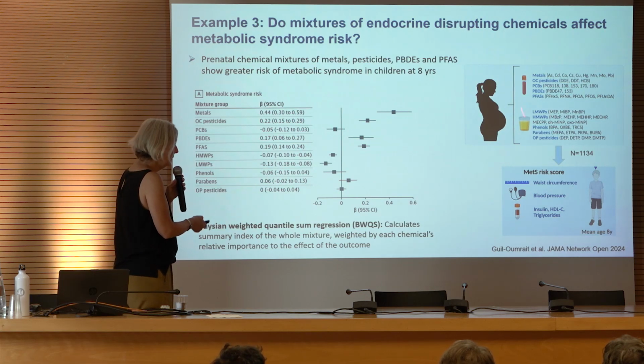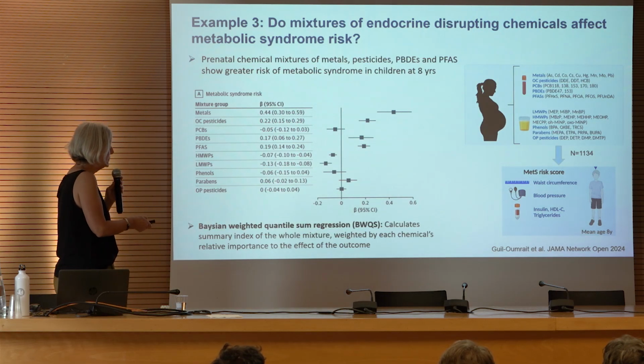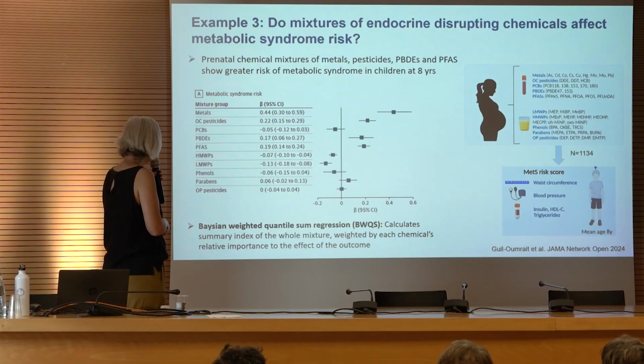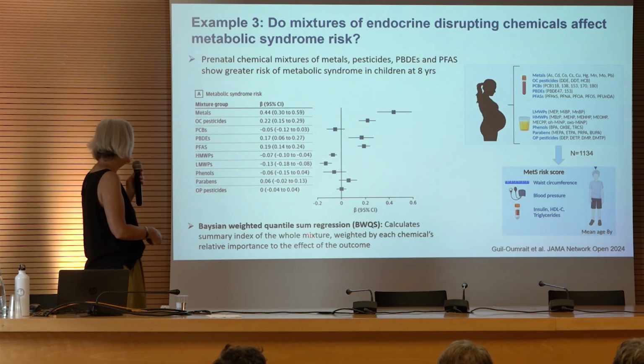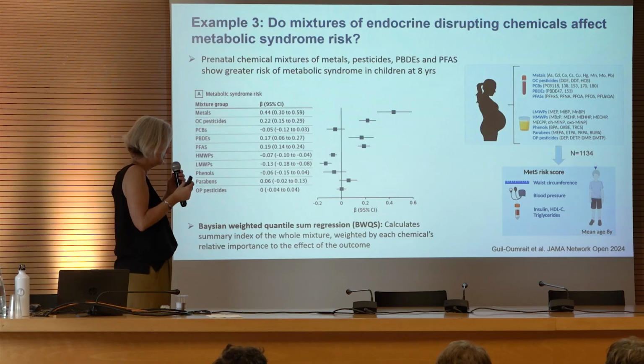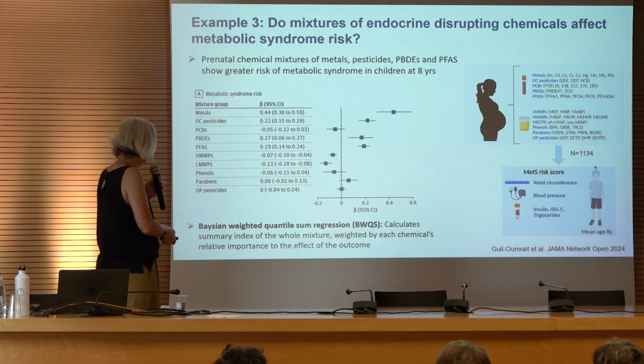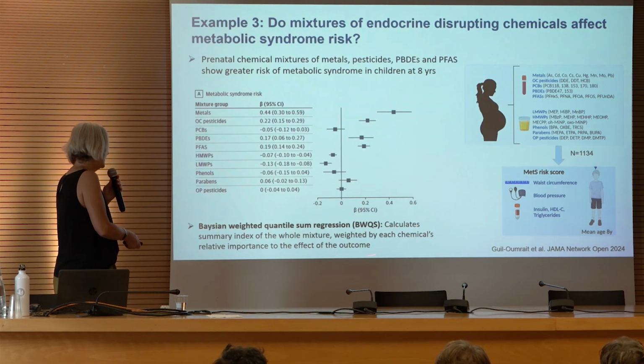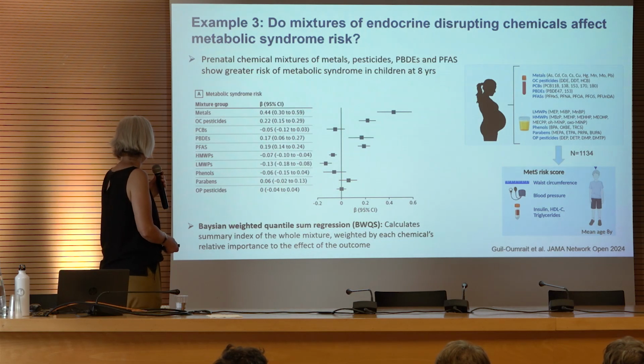So we had around 50 exposure variables here, and these were grouped into different families, based on the structure of the chemicals. And then we ran this Bayesian weighted quantile sum regression, which is a method that calculates a summary index of a mixture. So it doesn't look at each chemical one by one. And it calculates weights for the relative importance of each chemical in that mixture related to the outcome.